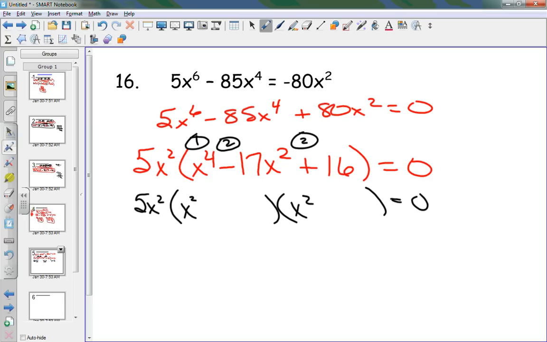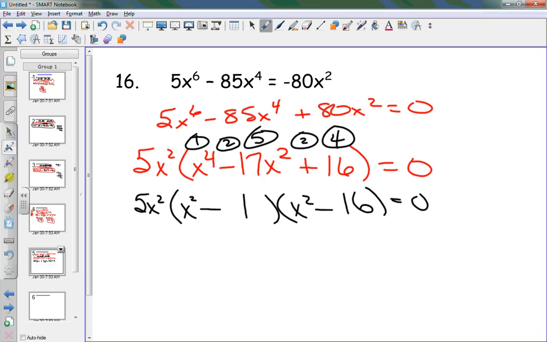So how am I going to get that? Minus, minus. Now I need factors of 16 that are going to add to give you the 17. 1 and 16, because 4 and 4 is not going to give you 17. 2 and 8 is not going to give you 17, correct? So I have to use 1 and 16.